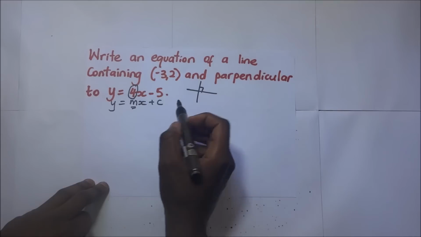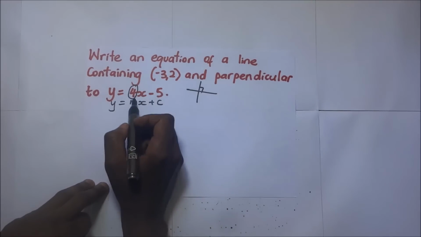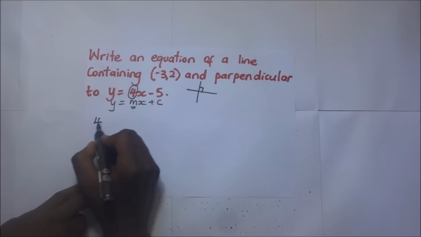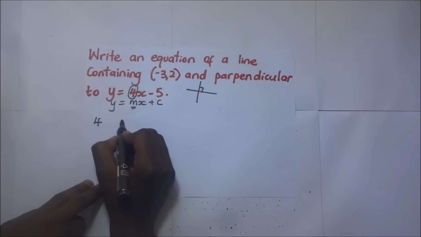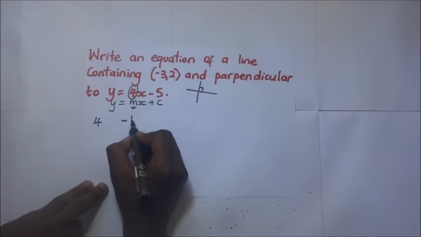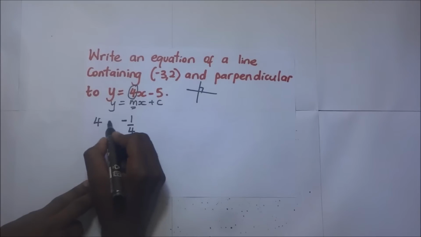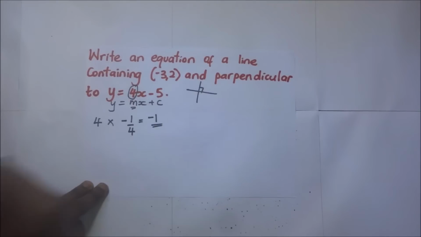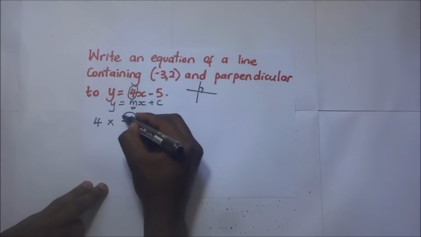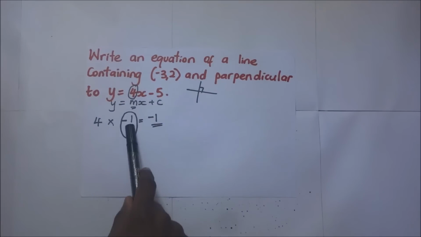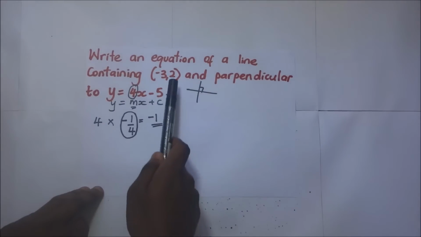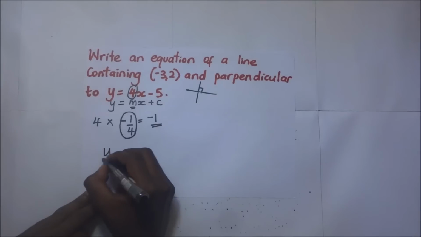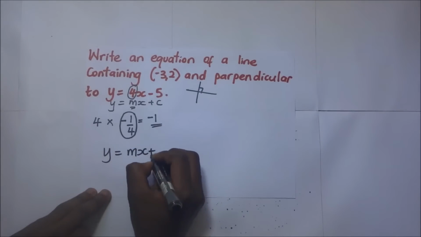So if the line we are looking for is perpendicular to this line and the gradient of this line is 4, it means that the gradient of the other line we are looking for is the negative reciprocal of this, so it's -1/4. And when you multiply those two, 4 times -1/4 should give us -1. So the gradient of that other line is -1/4. Now that we have the gradient of that line, we can go ahead and find the y-intercept, the value of c. So we know that y is going to be equal to mx plus c.